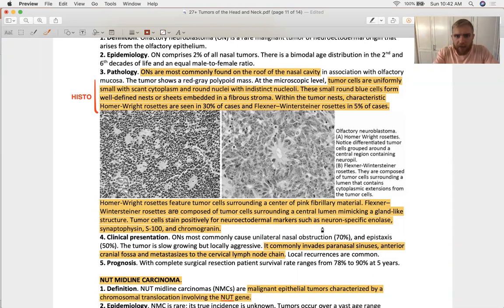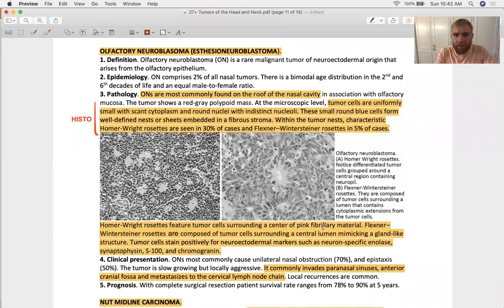And then this part of the SDL here also mentions Homer Wright and Flexner-Wintersteiner rosettes, and we've seen a couple of different tumors with that condition. So let's dig into that real quick. Olfactory neuroblastomas are going to be on the roof of the nasal cavity. Remember, we're saying you can tell these tumors apart generally by their anatomical locations within the nose. In this case, what's at the top of your nose? Cranial nerve 1 that's connecting to all the olfactory neurons there.